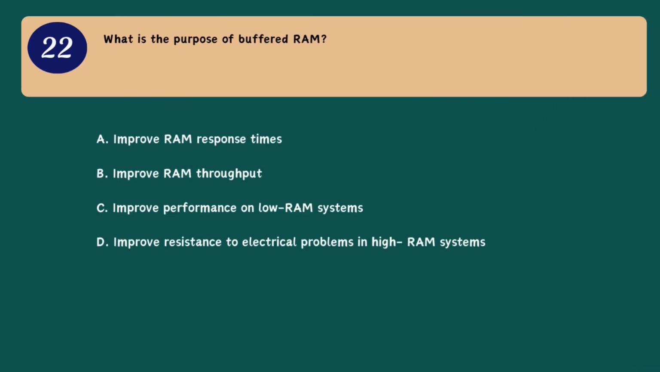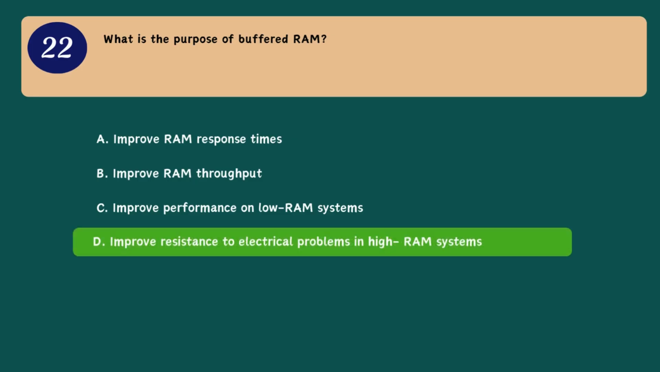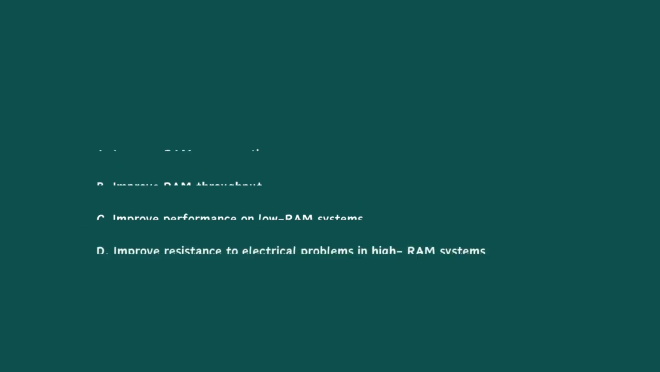Question 22. What is the purpose of buffered RAM? A. Improve RAM response times. B. Improve RAM throughput. C. Improve performance on low RAM systems. D. Improve resistance to electrical problems in high RAM systems. Correct answer. D. Improve resistance to electrical problems in high RAM systems.